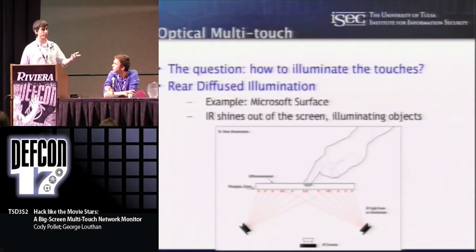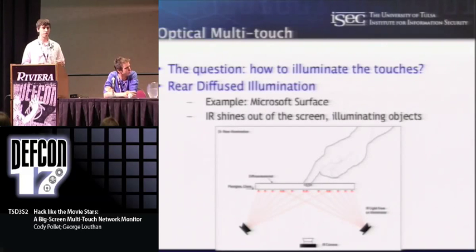The one that's used in the Microsoft Surface is called diffused illumination. All the methods have in common an infrared camera, and this infrared camera watches the back of the screen and tracks blobs, touches, blobs of light that you make by illuminating in different ways. And so the first one is this diffused illumination.